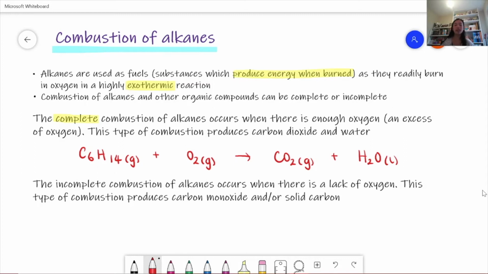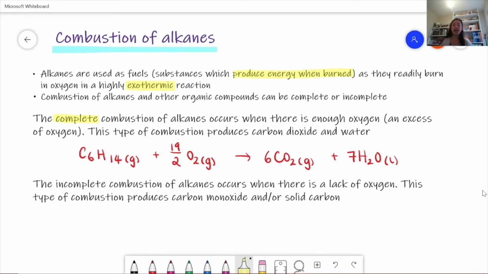And now we need to balance it. So you've got 6 carbons, and you've got 14 hydrogens on the left. So that means we need 7 water molecules on the right, and you've got 12 plus 7, which is 19 oxygens on the right, and so we have 19 over 2 O2. And this would be an equation for complete combustion because we're producing carbon dioxide and water.